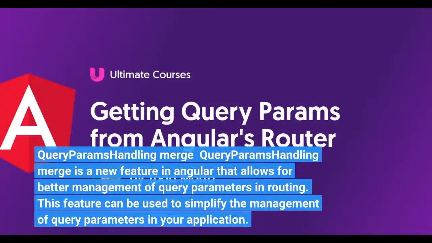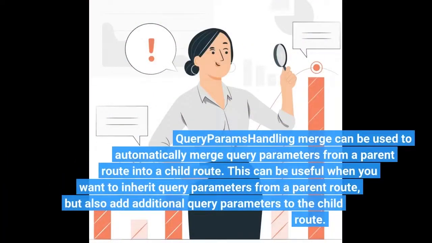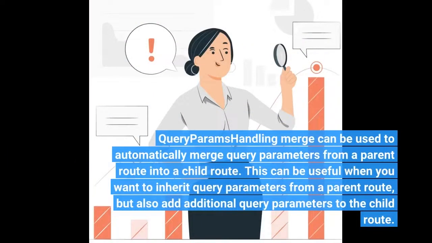QueryParamsHandling merge. QueryParamsHandling merge is a new feature in Angular that allows for better management of query parameters in routing. This feature can be used to simplify the management of query parameters in your application. QueryParamsHandling merge can be used to automatically merge query parameters from a parent route into a child route. This can be useful when you want to inherit query parameters from a parent route, but also add additional query parameters to the child route.